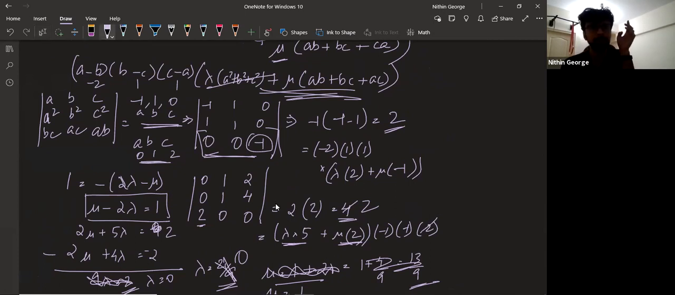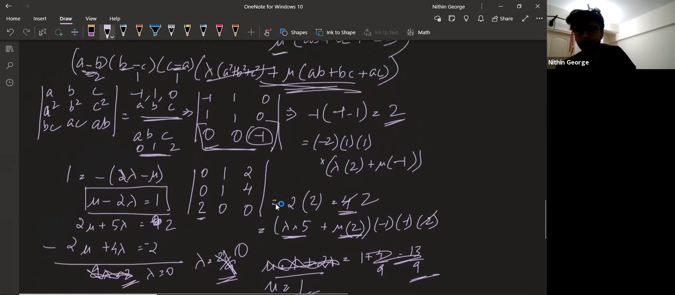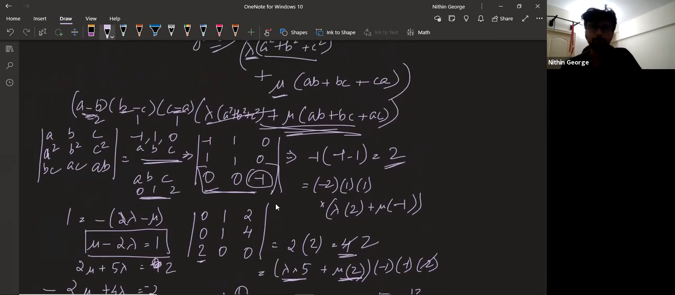Just make sure A is not equal to B, B is not equal to C, or C is not equal to A. Otherwise it becomes 0 and you can't find lambda or mu. That is the only thing you need to take care of when you substitute different values. Okay, clear?